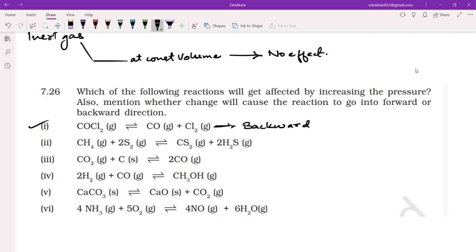You got the gist, yes or no, guys? Yes, sir. Okay. What about the next one? No change, because we have an equal number of moles. Here also 3 moles, here also 3 moles. What about the next one?